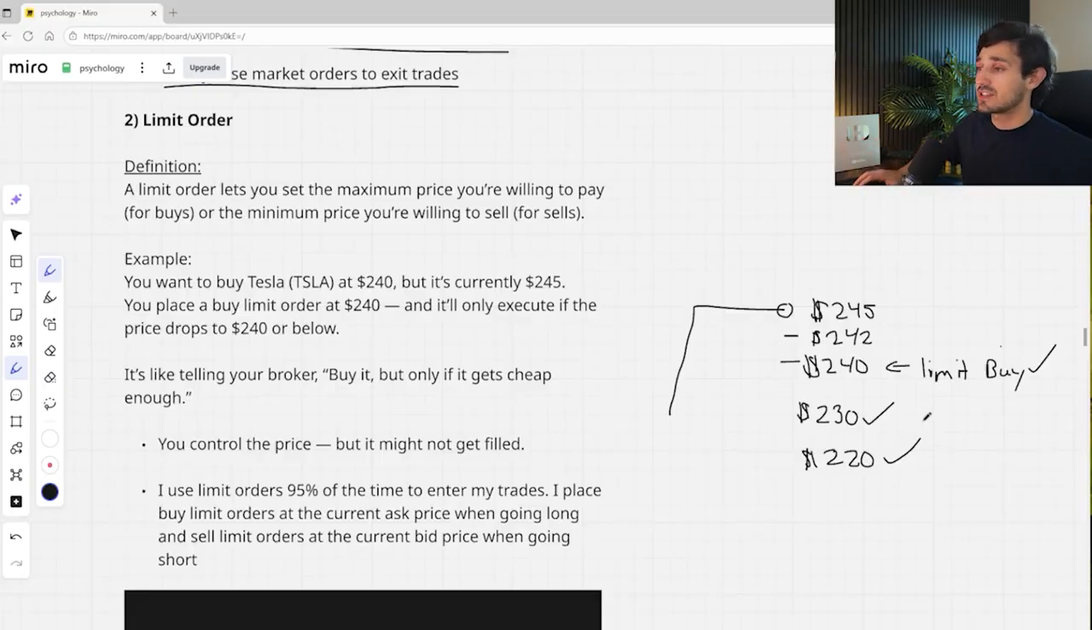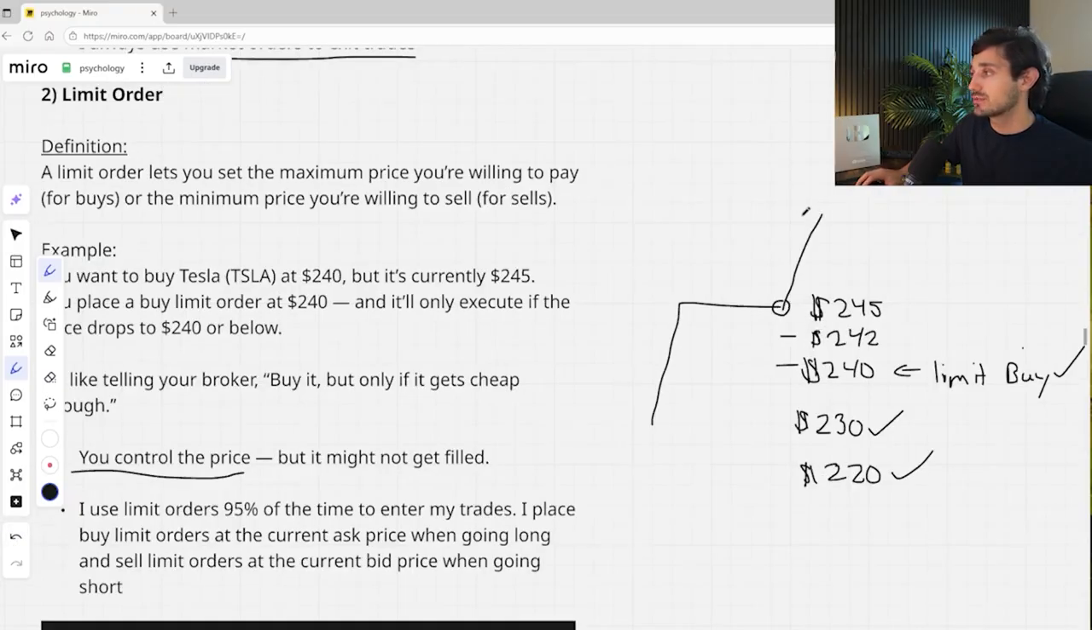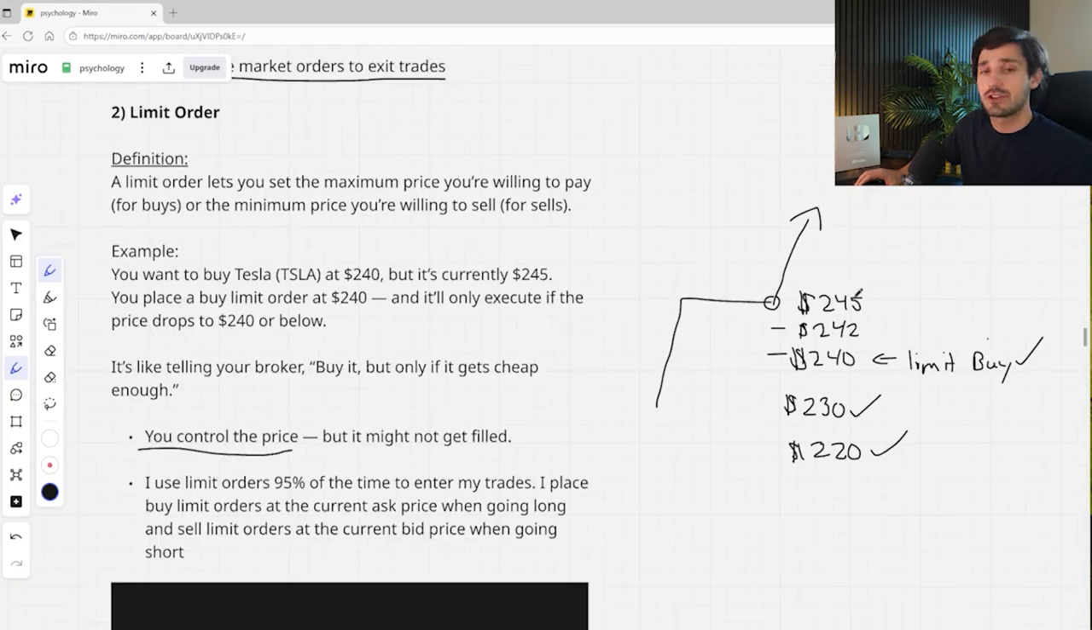And you know, the upside is, you control the price, you control exactly where you want to get in. However, you might not get filled, right? Maybe the prices don't go down to 240 and instead the prices just continue going higher. In that case, you're not in the trade, right? So this is like telling your broker, I want you to buy this stock, but only if it gets cheap enough, okay? And the same thing applies the opposite way if you're going short. It's the same exact thing, okay?